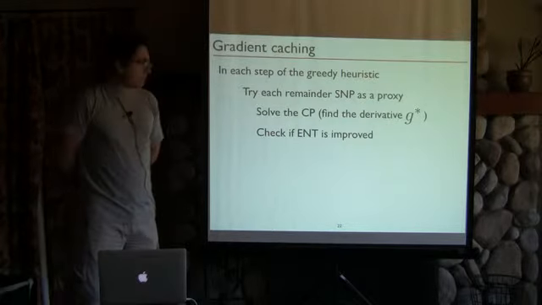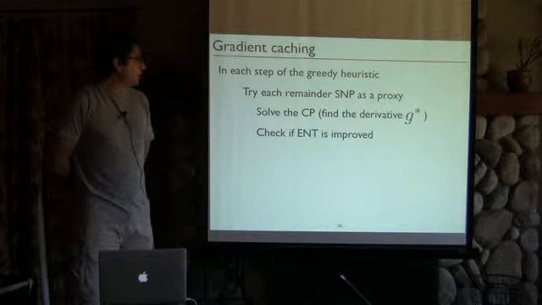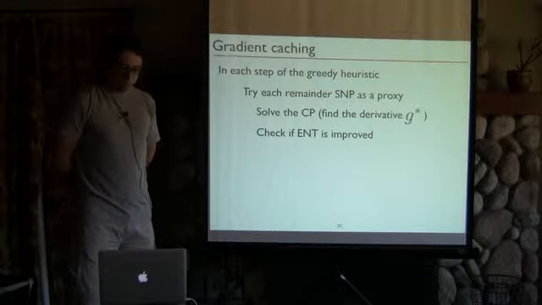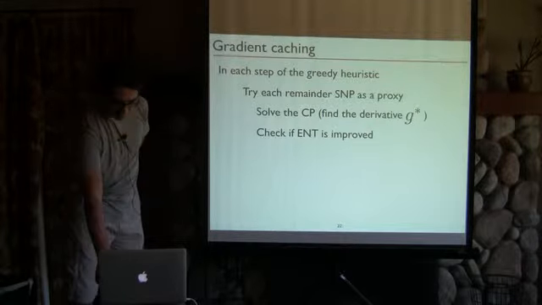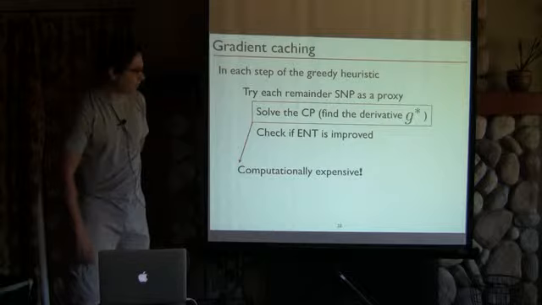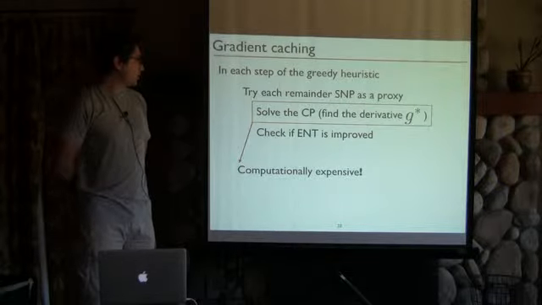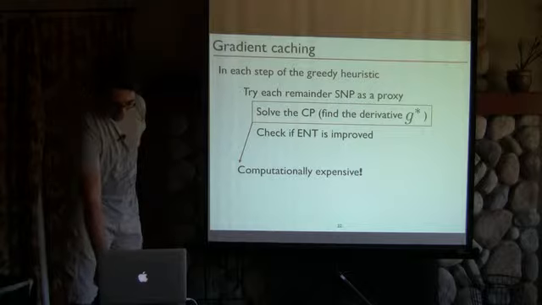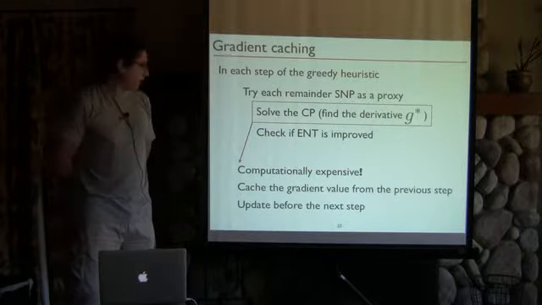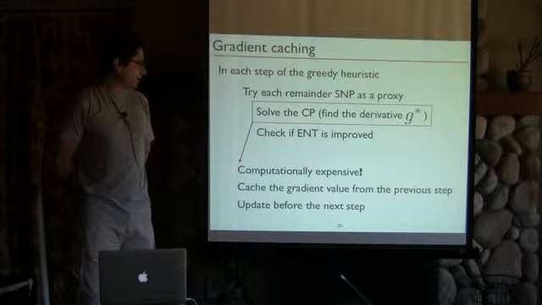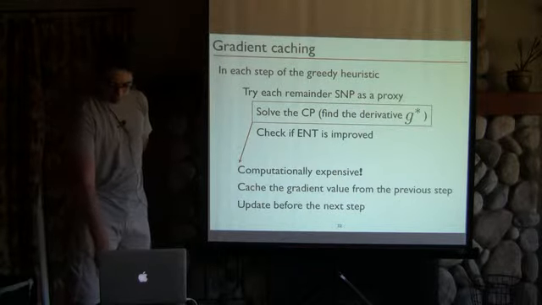One way to speed this up is to cache the gradient value that we computed in the previous proxy iteration. Instead of computing the derivative or solving the convex optimization problem for each remainder SNP, we use the cached value, and then we compute the performance under that, and we update the gradient after we choose which SNP performs the best at the cached value.